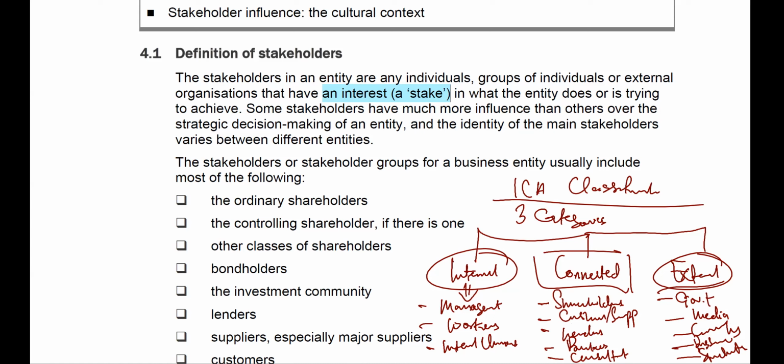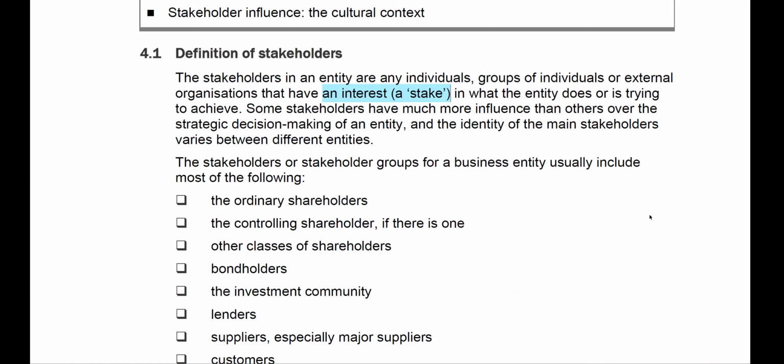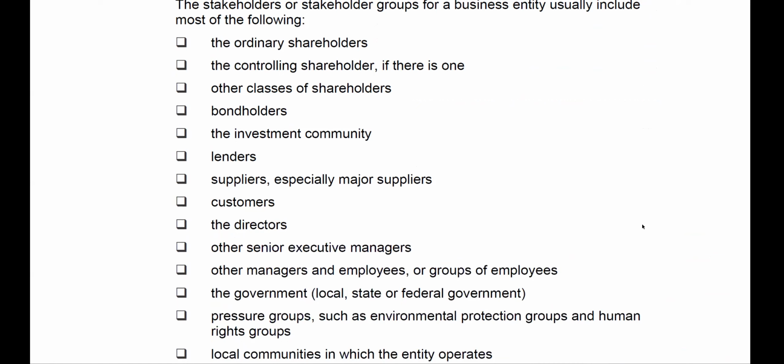Yes, please. Okay, so are we done? So let's do the category now based on what has been provided here. You just tell me whether it's I, C or E. I is internal, C is connected. Ordinary shareholders: connected. Controlling shareholder: connected. Other class of shareholders: connected. Bondholders: connected. Investment community: external.